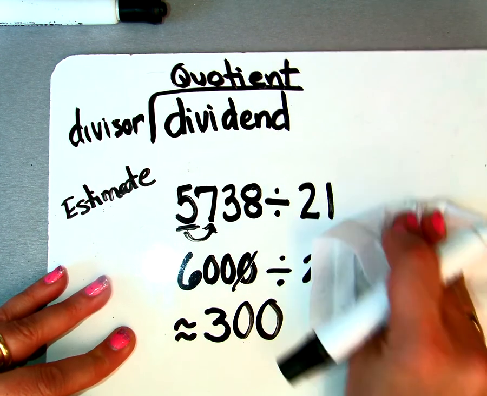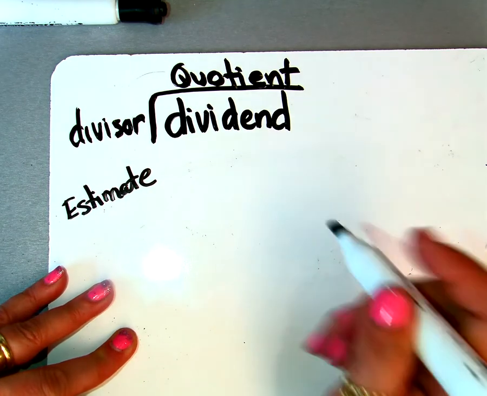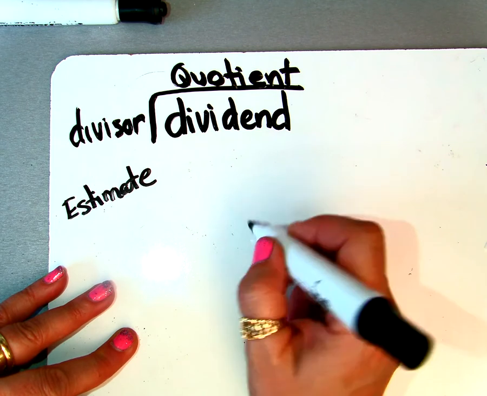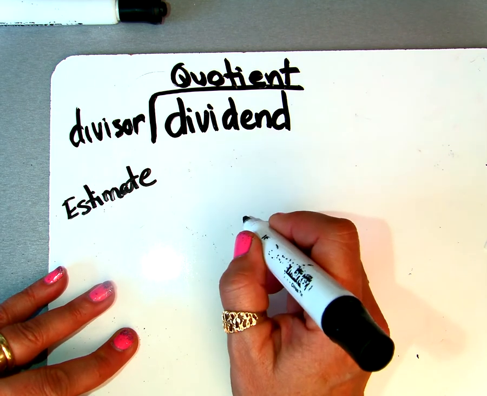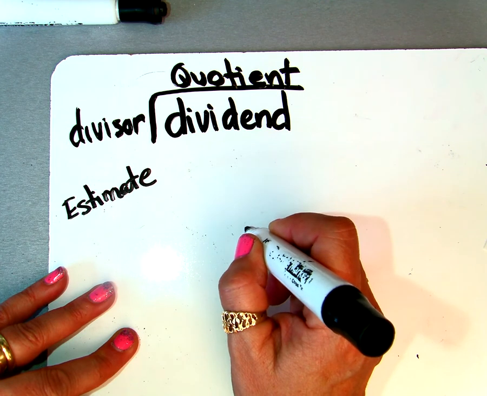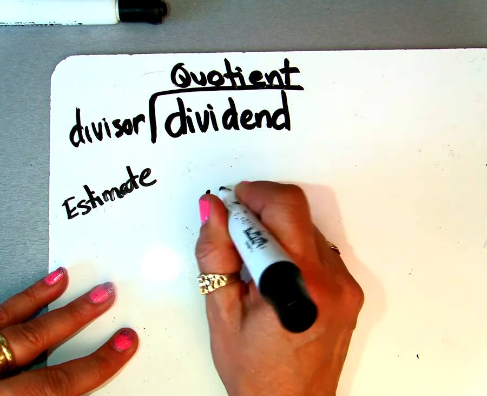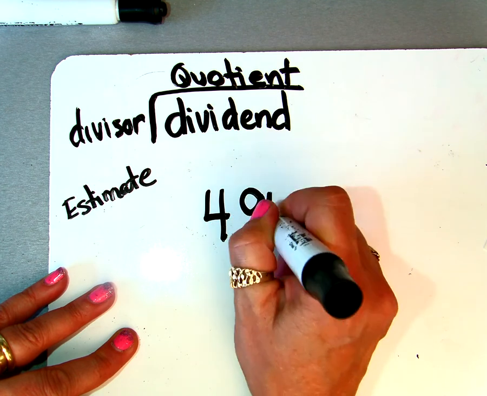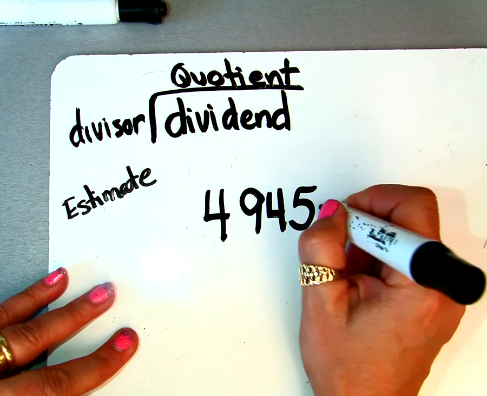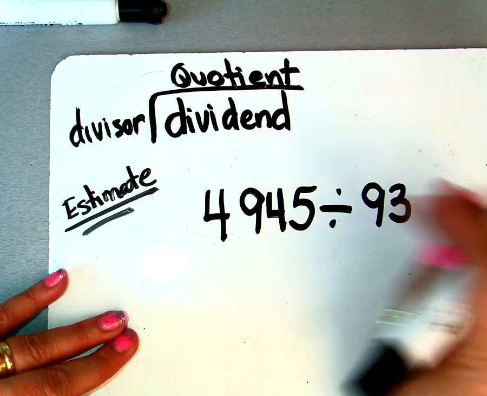I'm going to give you another one right now, because I want you to really see what I'm doing and why I'm doing it. Let me give you... I want to find one that's a little bit more difficult for you. Okay, here we go. 4,945 divided by 93. Directions told me I'm going to make an estimate.